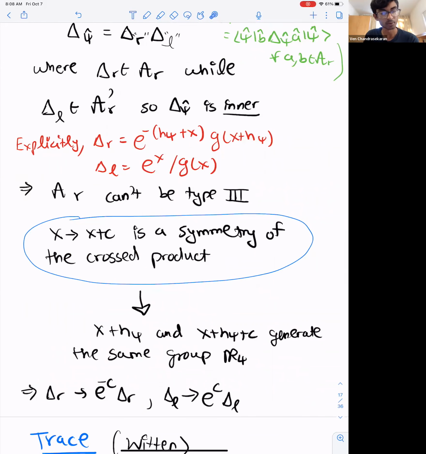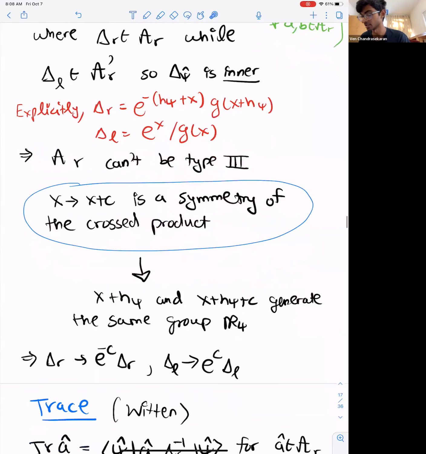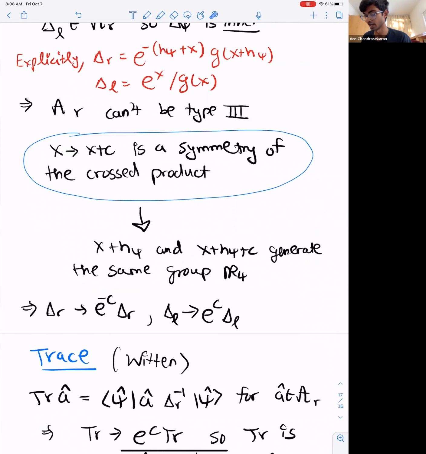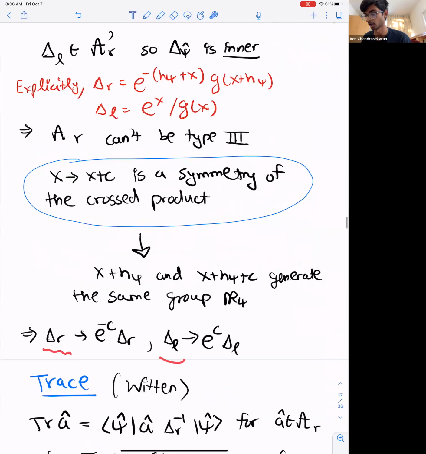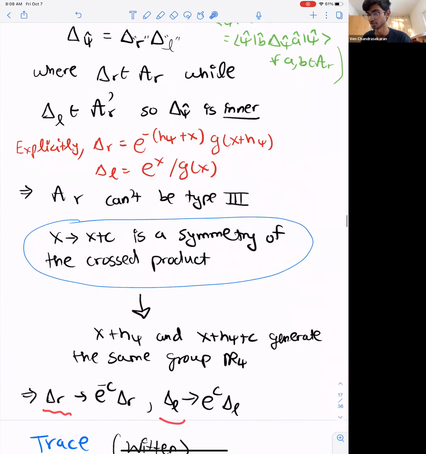So one more thing I want to note is there's a symmetry associated to this x variable in the definition of the cross product, which is that I can shift x by any constant and it's not going to change anything, because x plus h psi and x plus h psi plus a constant generate the same group. So what that means is there's a freedom in how I define this delta R and delta L in this decomposition here.